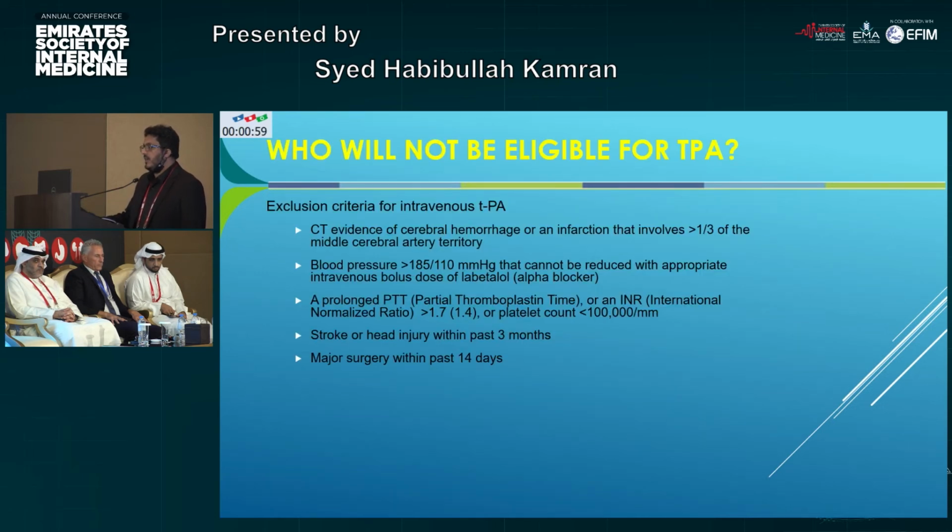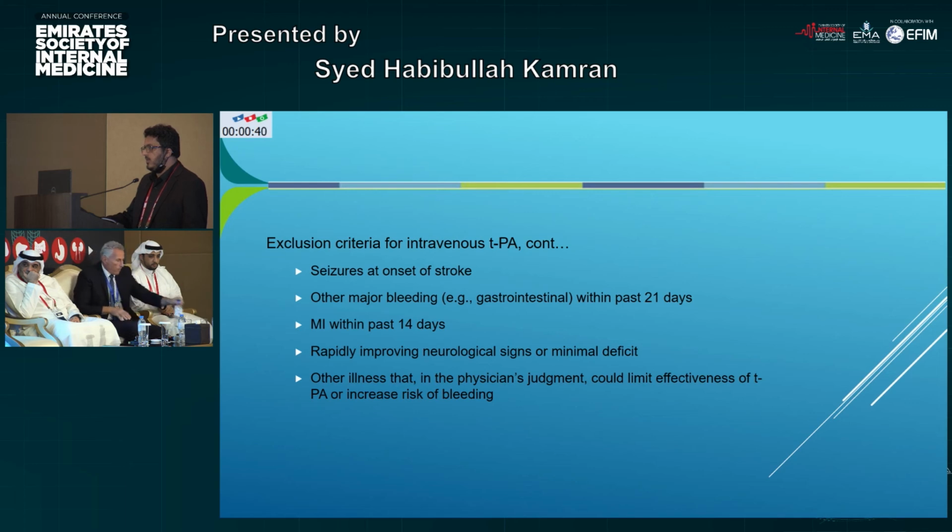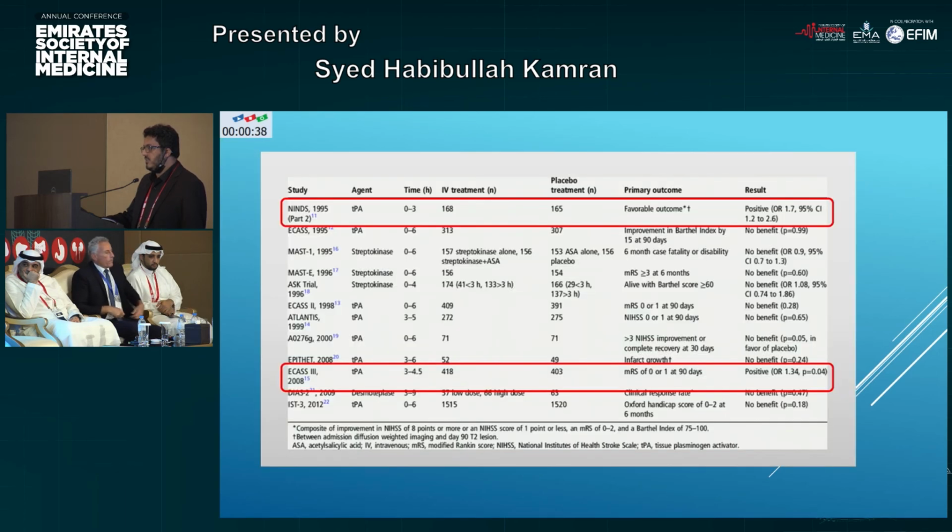Okay, so exclusion criteria and inclusion criteria we have already discussed because we have less time. If the patient has a high INR, that patient is excluded. High blood pressure, 185 by 100, is excluded, or we treat the hypertension with labetalol. Low glucose and high glucose we also treat first. Seizure and these things we have already discussed.